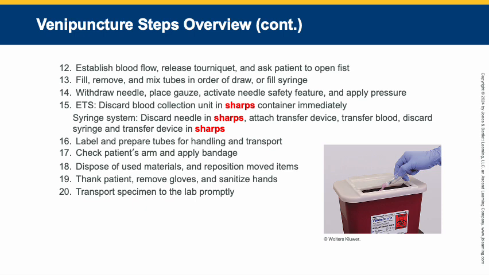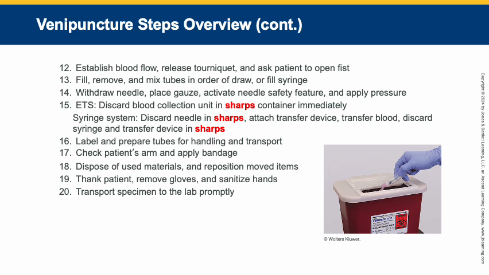Once blood flow gets established and you are on your last tube, if you're using the evacuated tube system, then you can release the tourniquet. Make sure you do that step before you take out the needle. Release the tourniquet. Ask the patient to open their fist. Fill and remove the tubes in the order of draw, or fill the syringe. Okay, releasing the tourniquet once you establish blood flow.